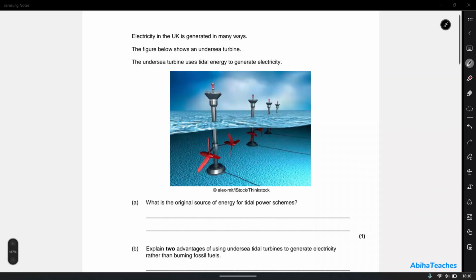Hi everyone, today I'm going to be going over some difficult GCSE Paper 1 questions. So grab a pen and grab a piece of paper and let's get into it.